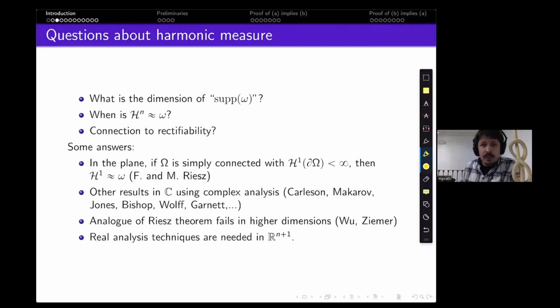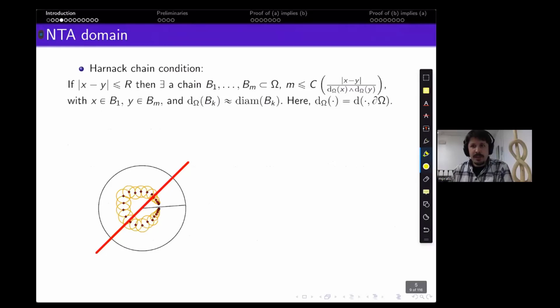It's not true anymore that simply connected domains will have this relation, and we need real analysis techniques to deal with that. Now, let's recall what an NTA domain is, or what is not an NTA domain.